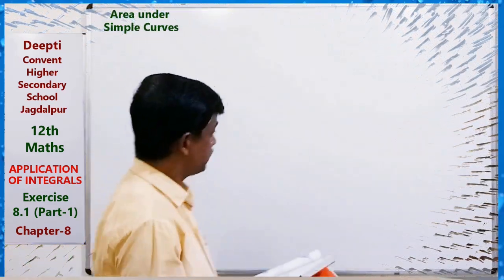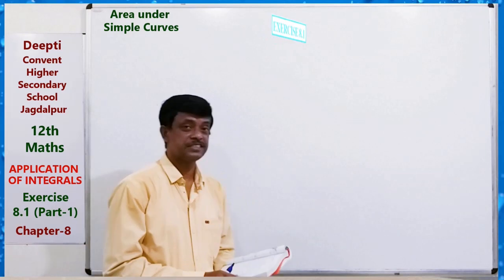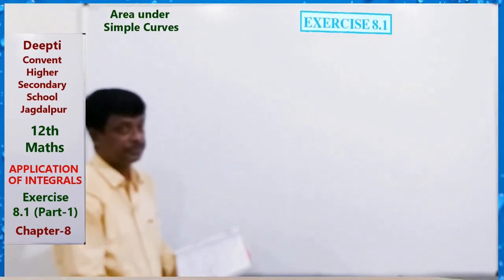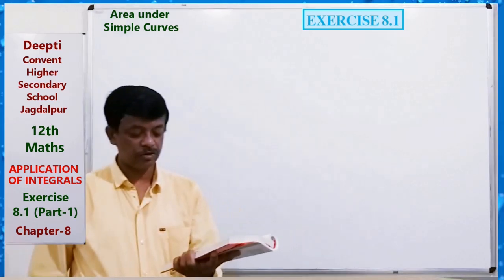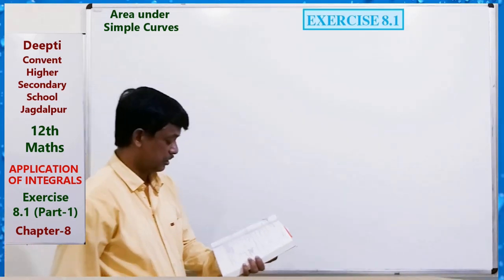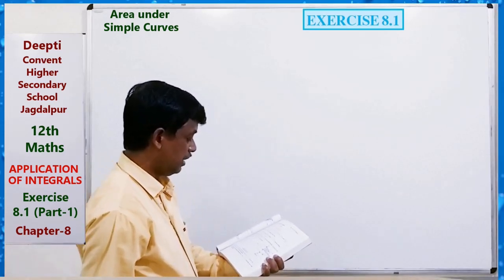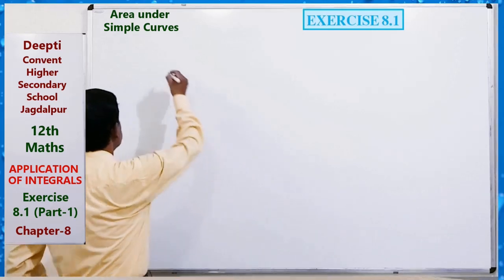Now take questions from exercise 8.1. The first question is, find the area of the region bounded by the curve y square equals to x and lines x equals to 1, x equals to 4 and x axis in the first quadrant. Y square equals to x. So, solution.